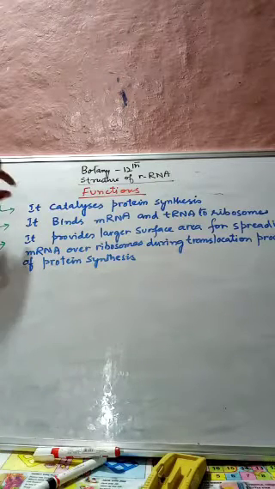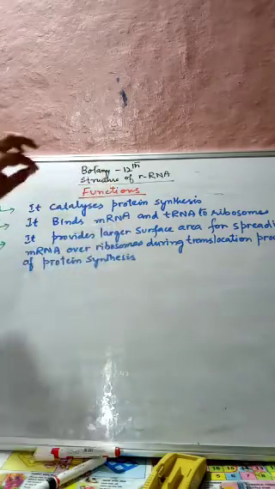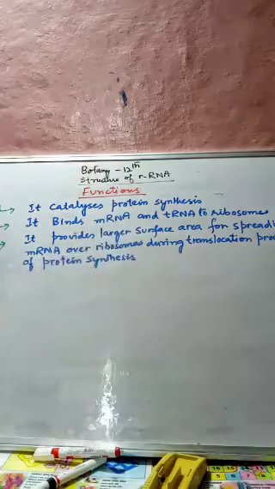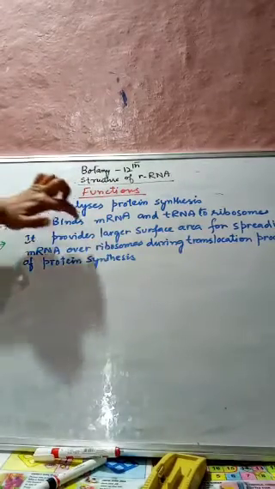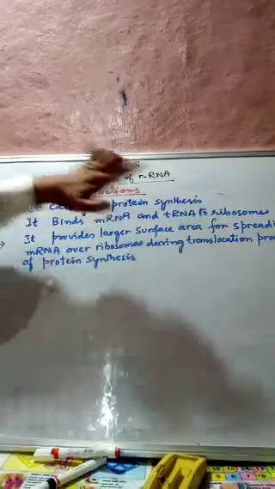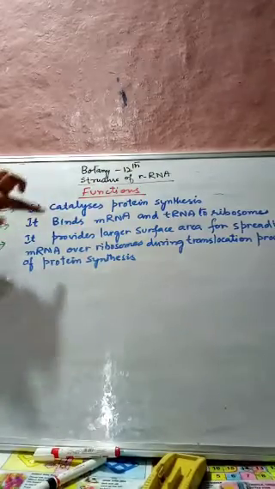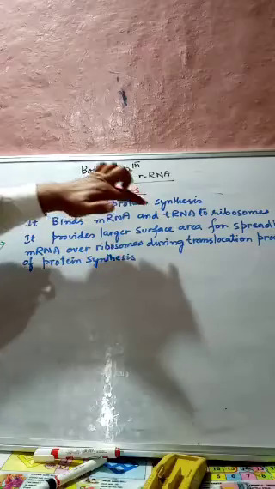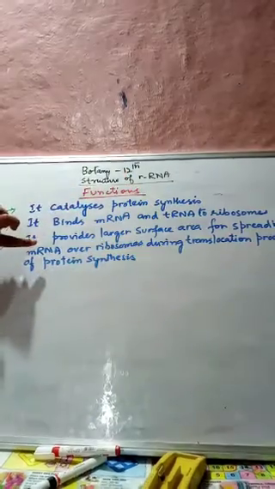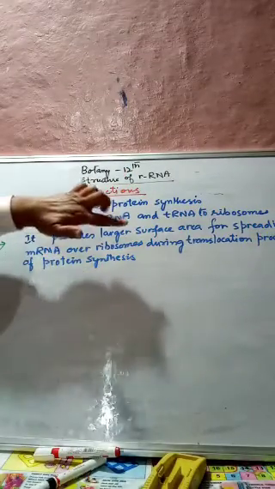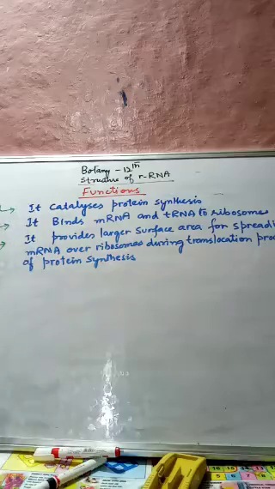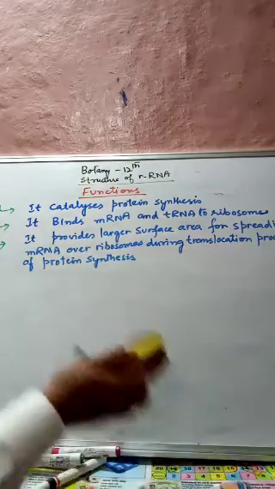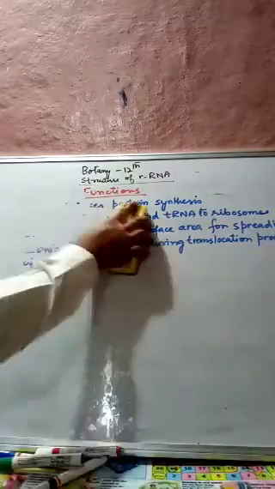So we have studied the three important functions. It catalyzes protein synthesis, that means it enhances the rate of synthesis of protein. Second, it binds mRNA and tRNA to ribosomes. Third, it provides a large surface area for spreading mRNA over ribosomes during the process of protein synthesis. These are some of the functions.